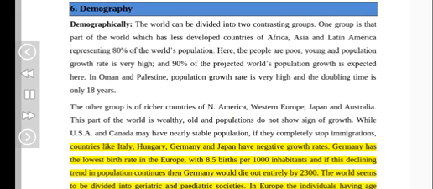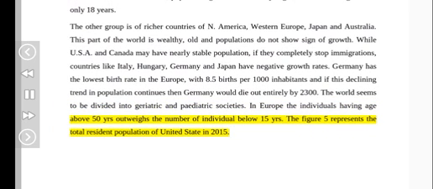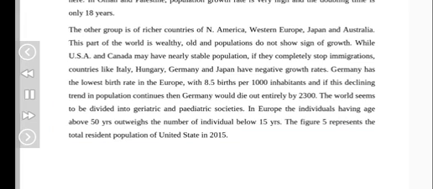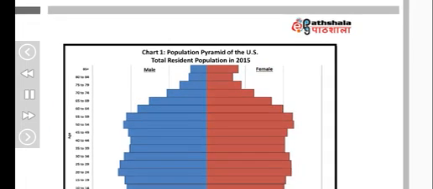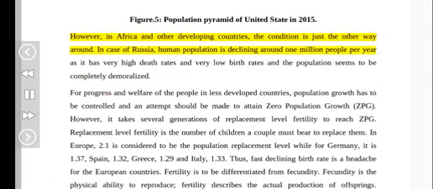The world seems to be divided into geriatric and pediatric societies. In Europe, the individuals having age above 50 years outweighs the number of individual below 15 years. The figure 5.10 represents the total resident population of United States in 2015. Figure 5.10. Population pyramid of United States in 2015. However, in Africa and other developing countries, the condition is just the other way around.